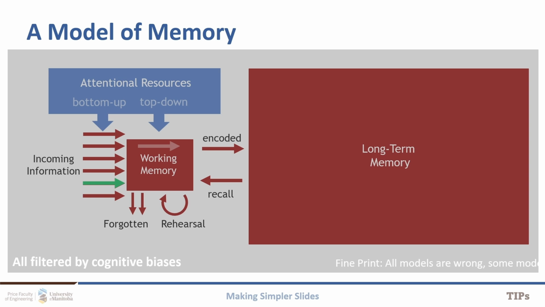Lastly, all of this is filtered by our cognitive biases. For example, the bias of primacy, which can help explain why most of you remembered the first item on my list of words. And as always true, we have to keep in mind that all models are wrong, some models are useful. But this is the model we're going to use for many of the micro lessons to come.